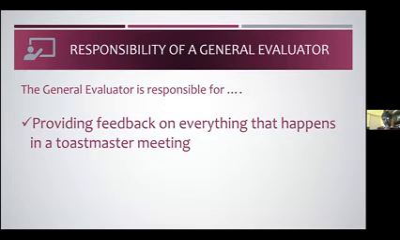Okay, so we were just going through the responsibility of a general evaluator. The responsibility of a general evaluator as defined by Toastmasters International is very simple. It is to provide feedback on everything that happens in a Toastmasters meeting. So remember, from the point it starts to the point it ends, you have to give feedback on everything. Now, of course, that is not possible. So what can you give feedback on?